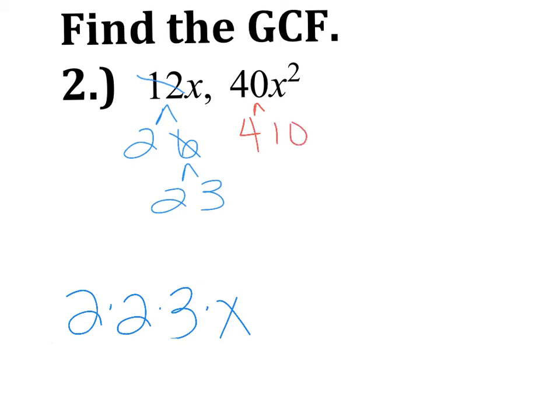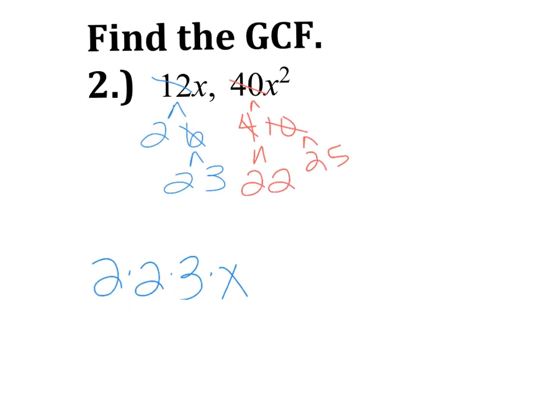I'm going to pick 4 and 10, but you could pick 2 and 20, or 1 and 40. So I'm going to break down my 4 to 2 times 2. I'm going to cross my 4 out because 4 is gone. And my 10, I'm going to break down to 2 times 5. So again, we're breaking it down to its prime numbers.